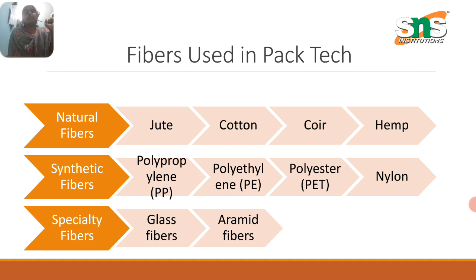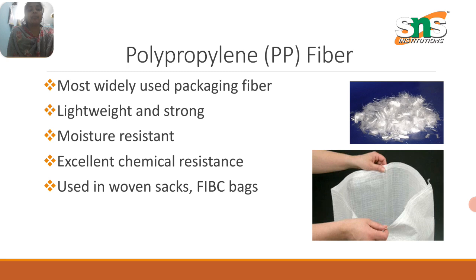Next one is, what are the fibers used in pack textiles? In the name of natural fibers: jute, cotton, coir, hemp. Compared to that, synthetics: polypropylene, polyethylene, polyester, nylon. Next is specialty fibers like glass fibers and aramid fibers. So, those are some of the fibers mainly used in pack textiles.